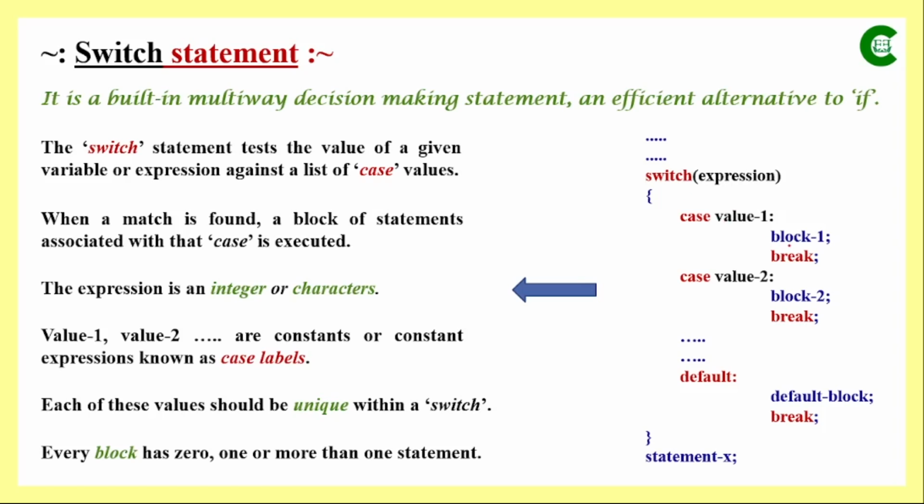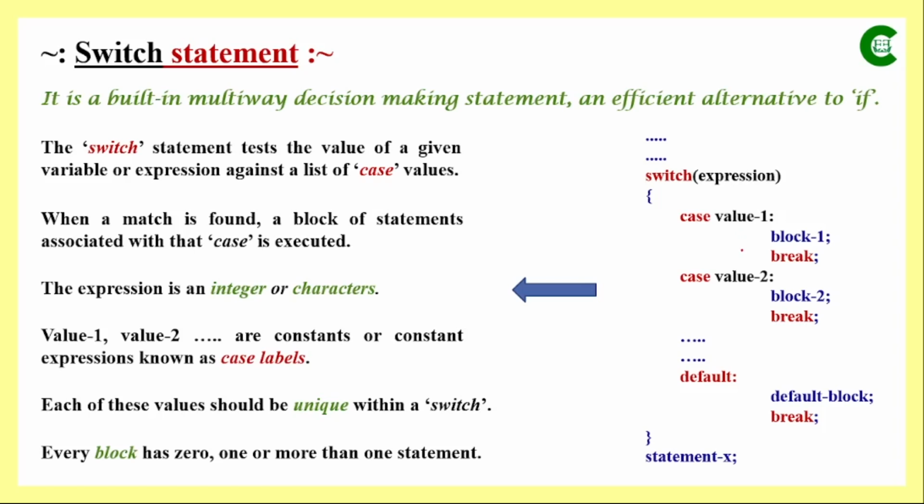Also, in every block we sometimes may not have any executable statement. So block 1 may have 0, 1 or more than one statement. If it has any statement, then that will be executed if the value of that case matches the value of that expression under that switch statement. Otherwise the program control will go to the next case and it will be evaluated.